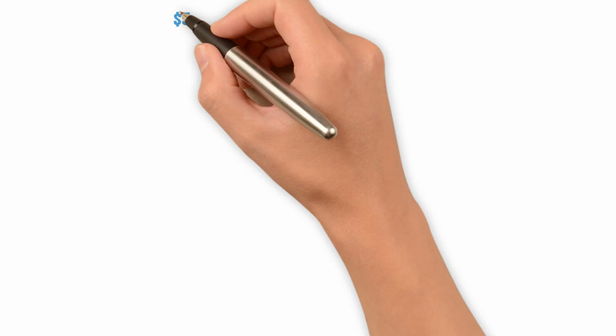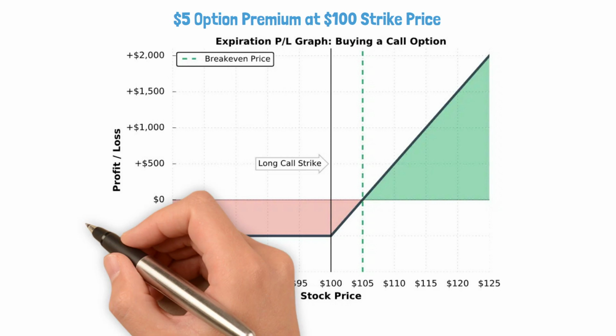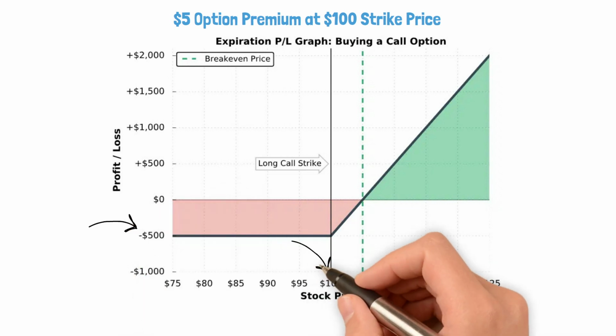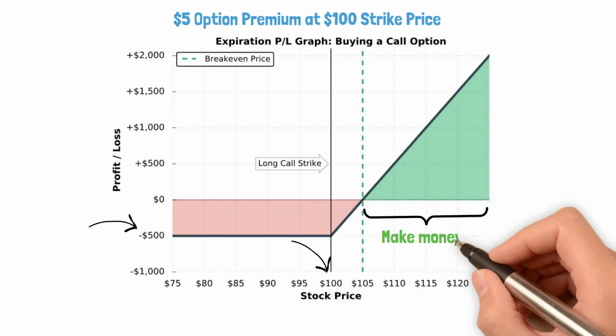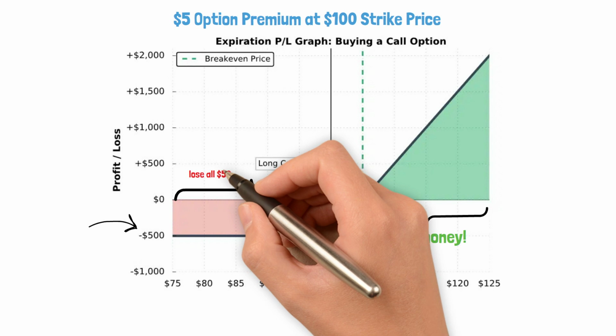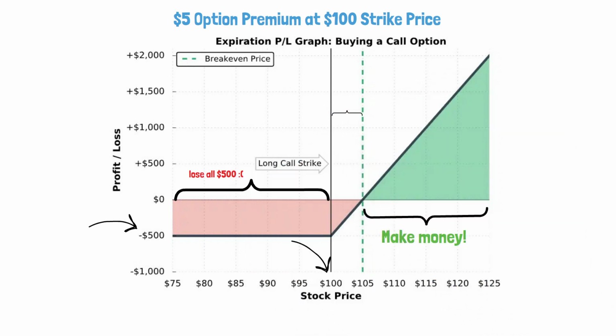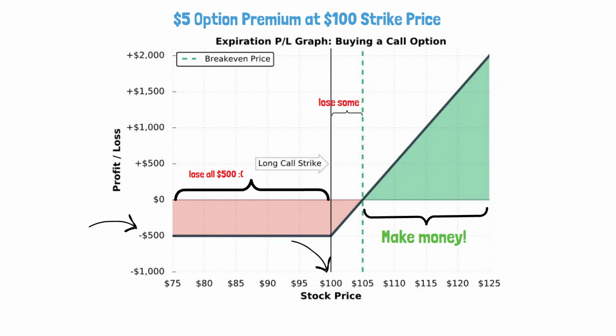Here's a profit and loss graph for a fake stock that had a $5 option premium, costing you $500, and a strike price of $100. The break-even price will be $105, and any price above $105 you will make money on. Any price below $100 and you will lose all of the $500 you initially invested. If the stock lands between $100 and $105 on the expiration date, then you will lose some, but not all of your initial $500 investment.